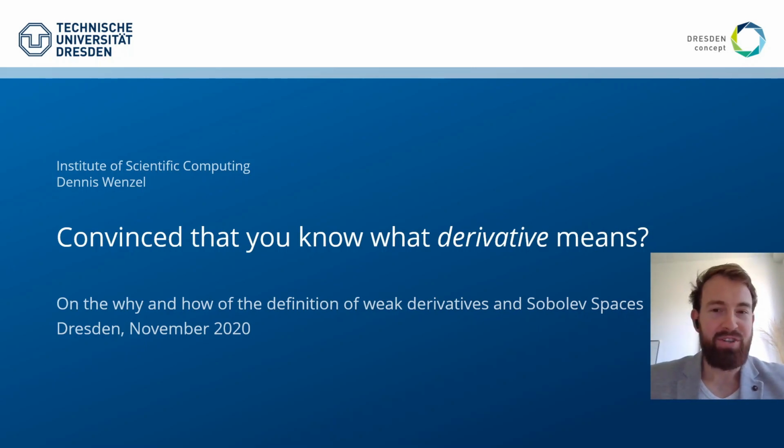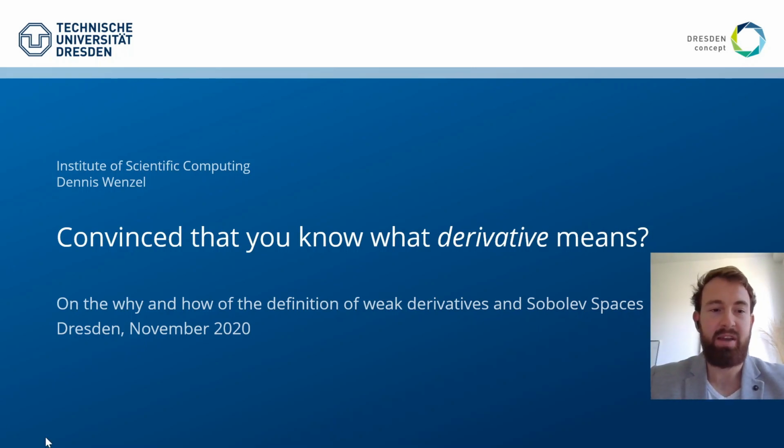But today we're going to change all that, and I will give you an introduction on the why of defining a new type of derivatives called the weak derivatives, and of course also on the how. So how can we define weak derivatives and resulting Sobolev spaces?